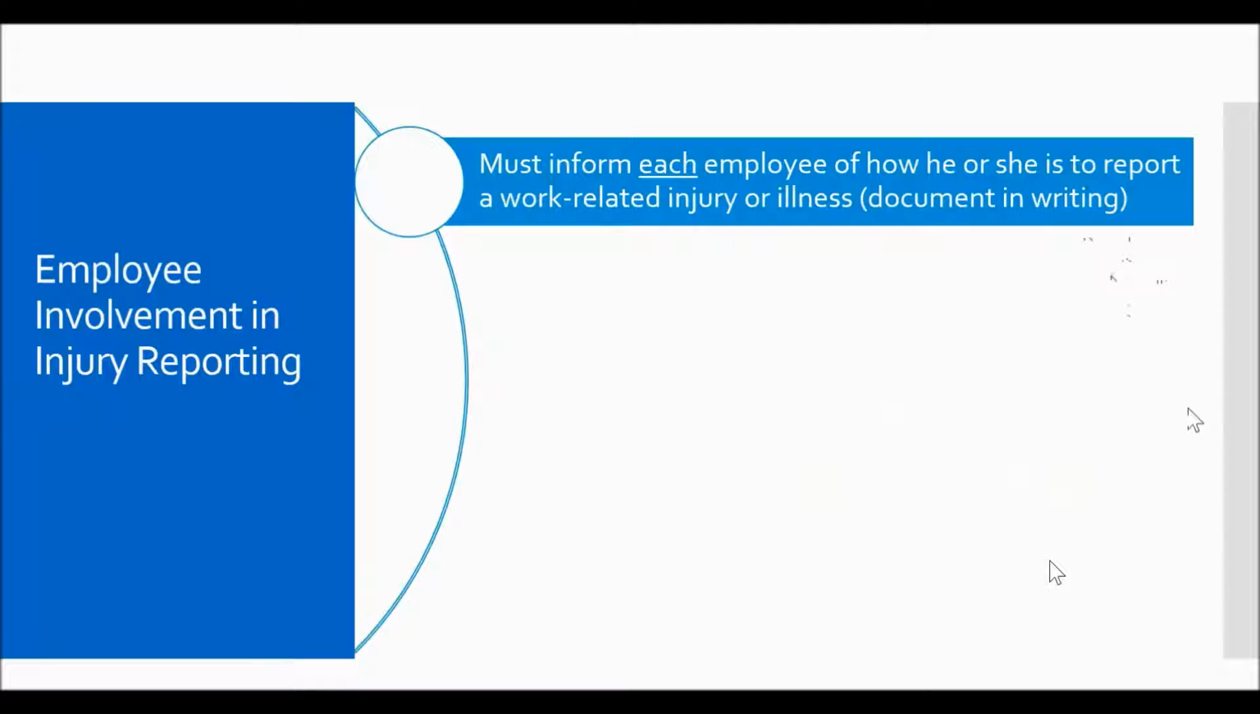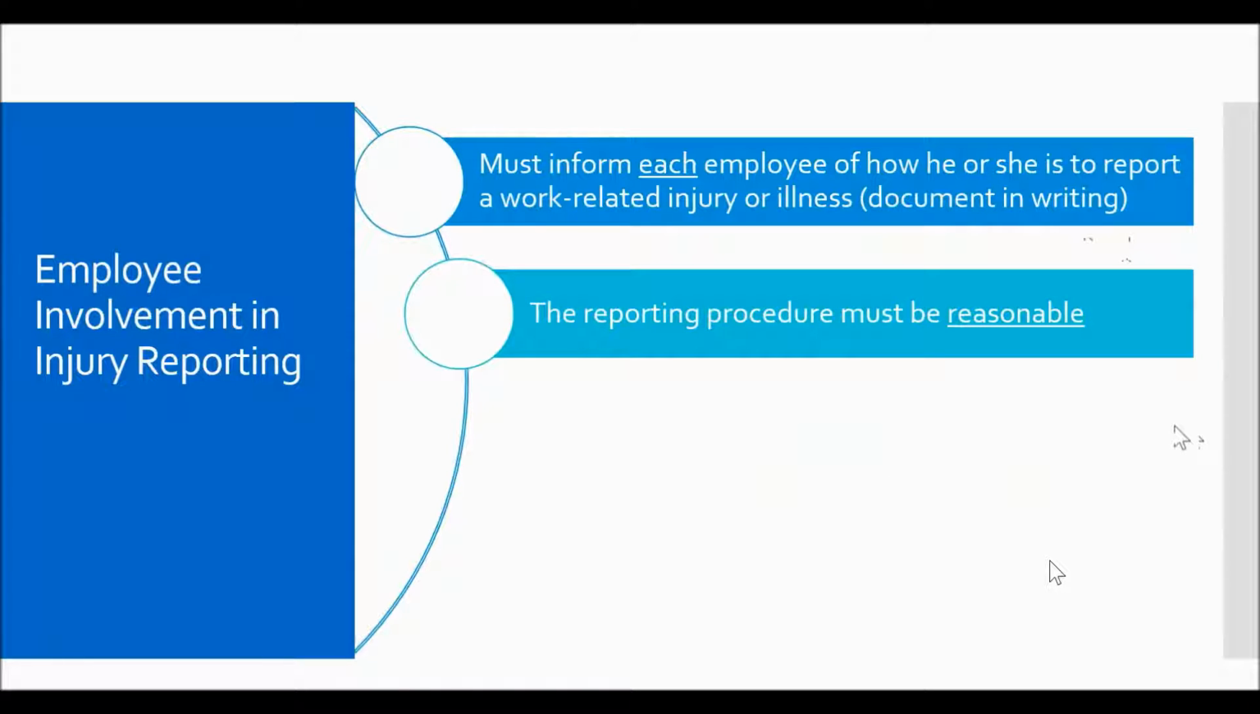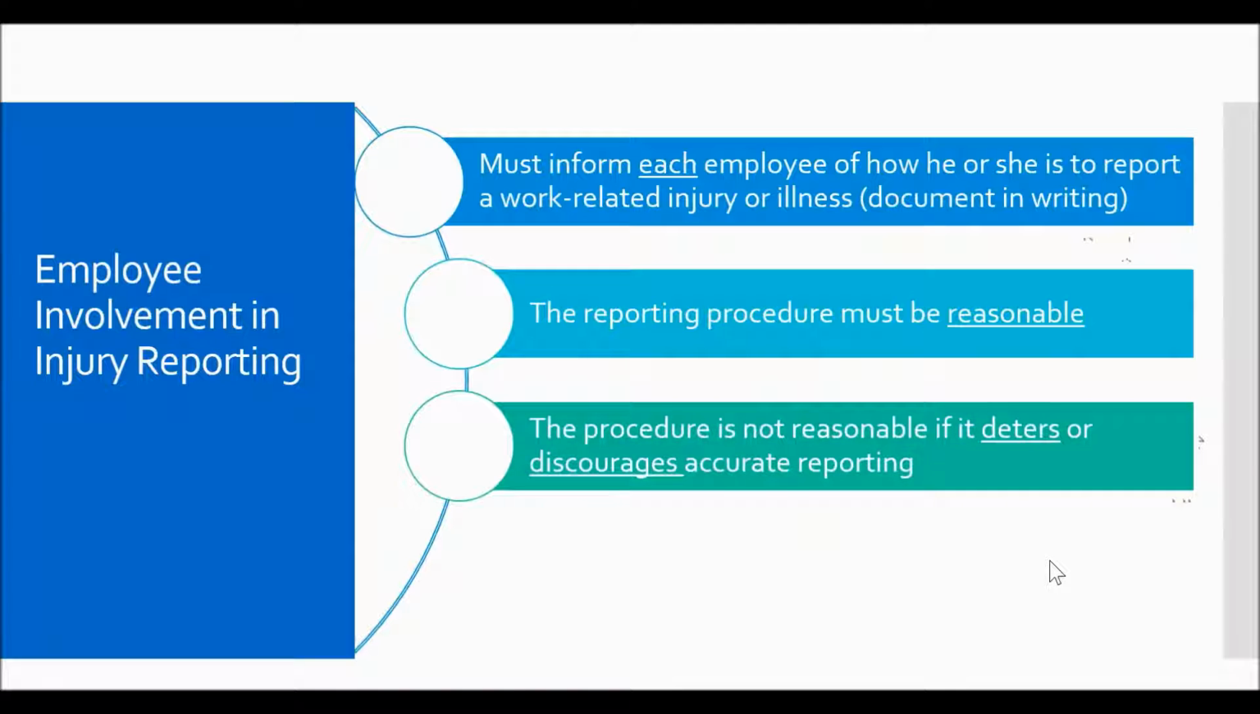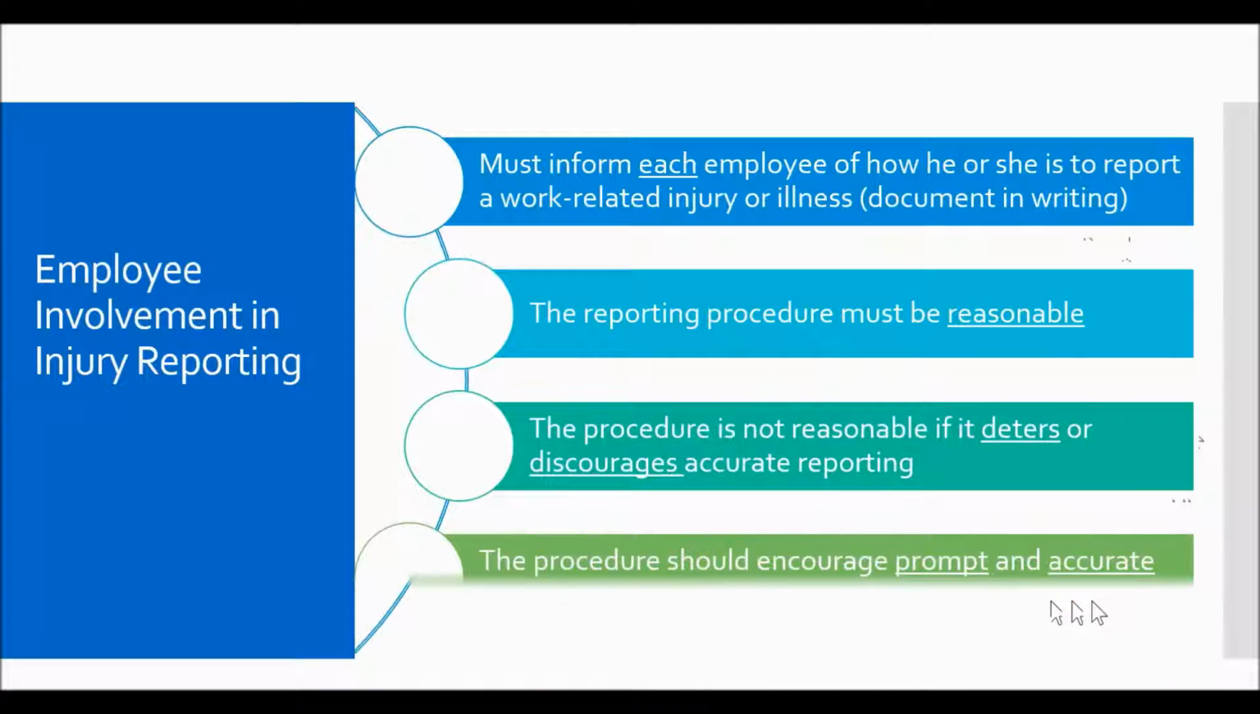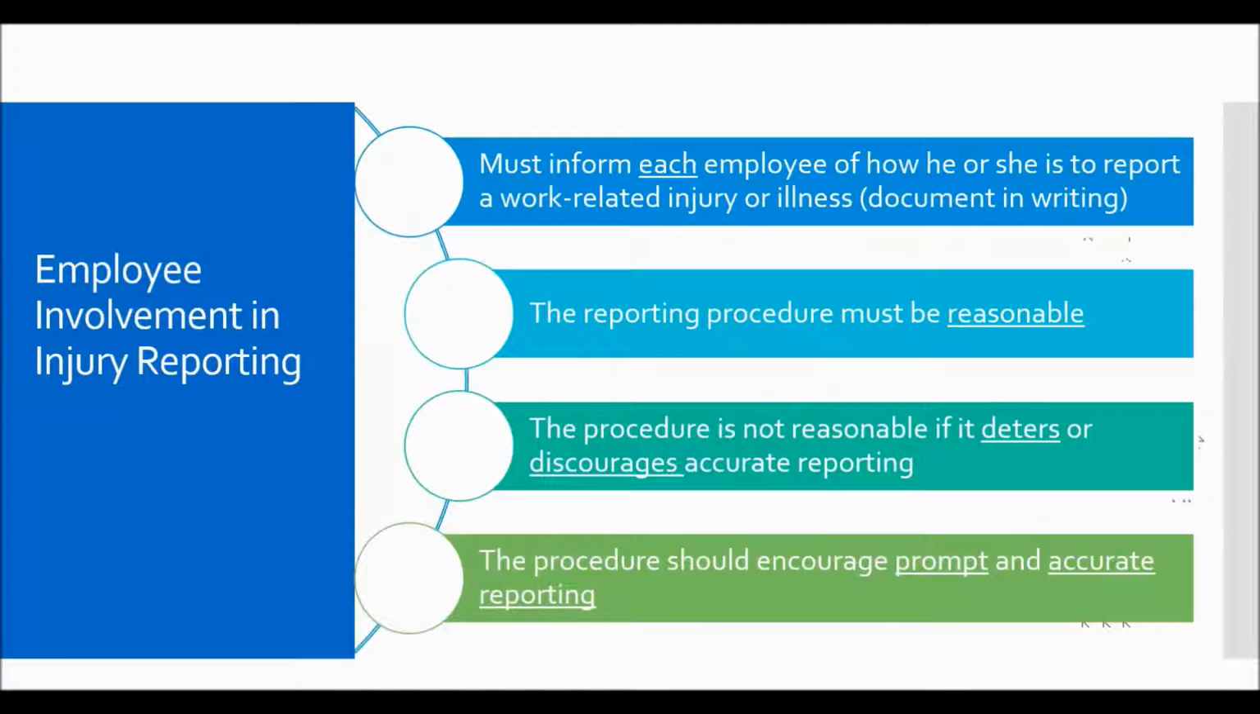This next slide we entitled Employee Involvement in Injury Reporting. This is where the employer under this new rule is required to inform each employee of how to report a work-related injury. Now, for those of you in the know, you already realize that the prior rule had required employers to set up a way for employees to report injuries and illnesses. But this new rule adds text to clarify that the reporting procedure must be reasonable. It must not discourage or deter reporting.